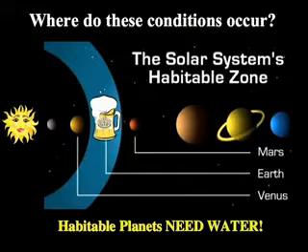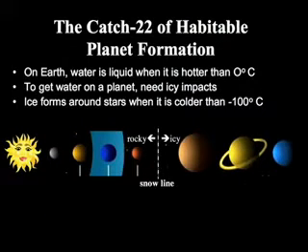So, you need water. So it turns out there's a little catch-22 in terms of forming a planet in the right place for life and with the right composition. So on the Earth, for water to be liquid, it has to be hotter than about 0 degrees Celsius. But the Earth formed in this disk of gas and dust, and the pressure is very low in there. And it turns out that in these low-pressure environments, ice condenses at a much lower temperature. So to have ice form, it has to be actually colder than about negative 100 degrees Celsius. And the only way to get water on a planet, we think, is for it to be impacted by icy bodies like comets or asteroids.